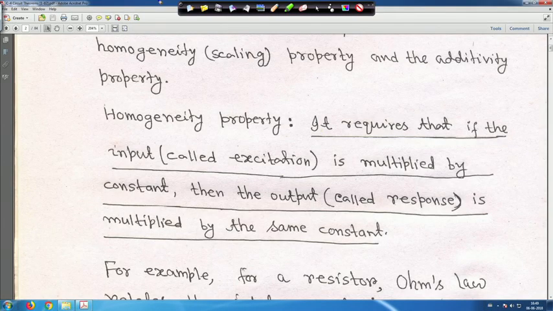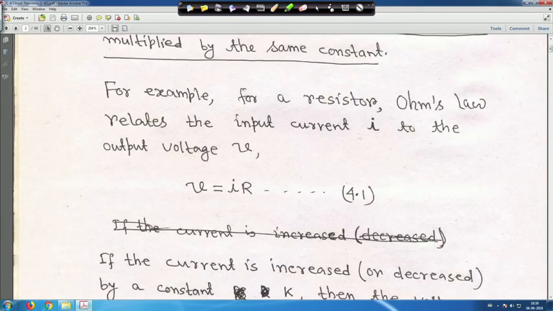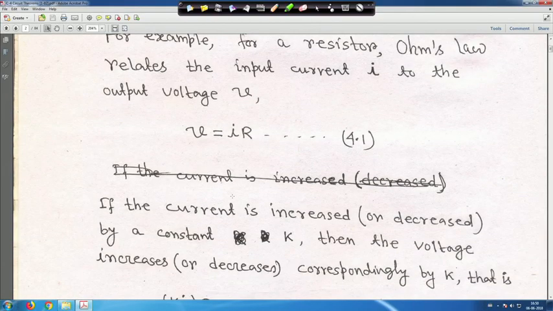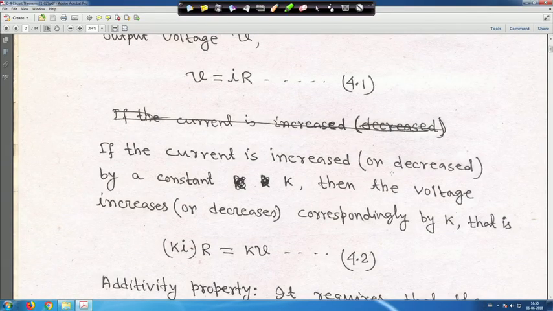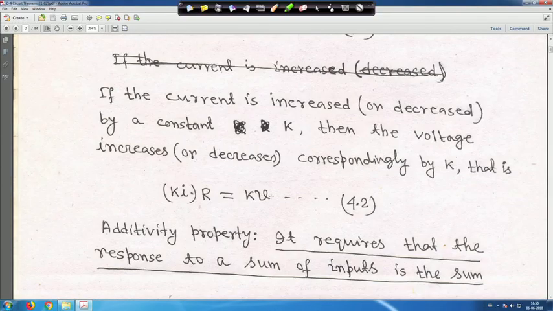For example, for a resistor, Ohm's law relates the input current I to the voltage V. So V is equal to IR. Now, if the current is increased, or decreased, by a constant K, the voltage increases or decreases correspondingly by K, that is K i into R is equal to K v. So this is equation 2, chapter 4.2, but I'll say 2.3 like this.